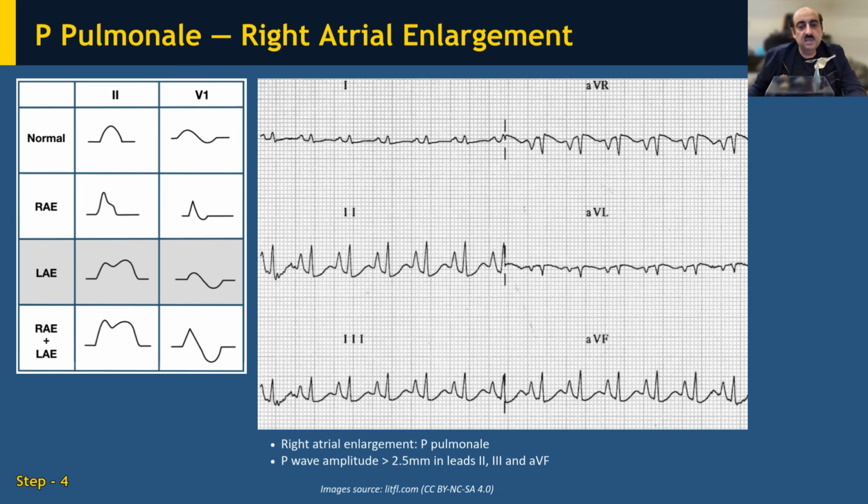This is a classic example, a beautiful ECG to describe this phenomenon. If you look at lead 2, the amplitude of the P wave is so tall that it's almost 3/4 or almost 80% of the height of the R wave, and also it's very sharp and pointed in lead 2. So this is characteristic for P pulmonale or right atrial enlargement.